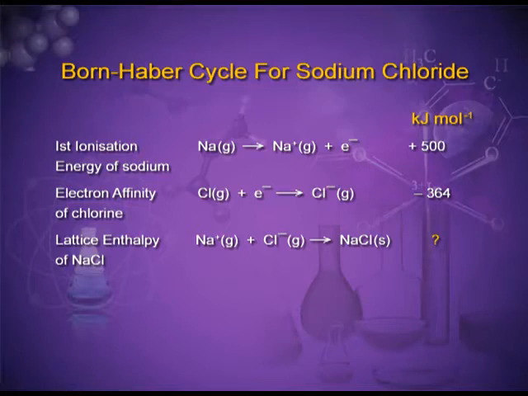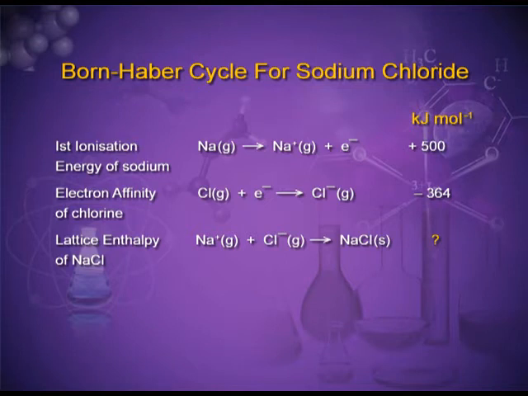Electron affinity is the amount of energy released when an extra electron is added in the valence shell. This is the step in which energy is released. Now, we have the sodium ion in the gaseous state and the chloride ion in the gaseous state.